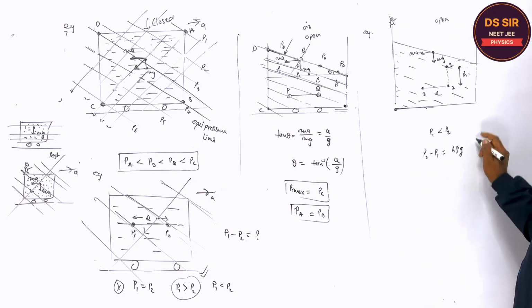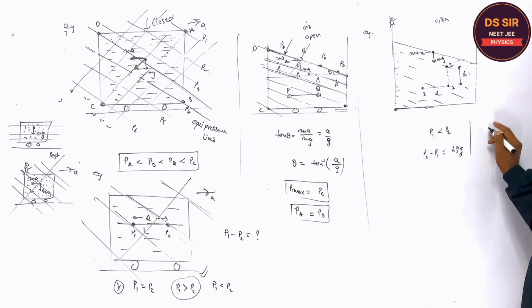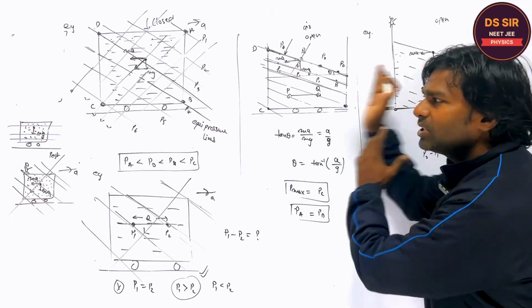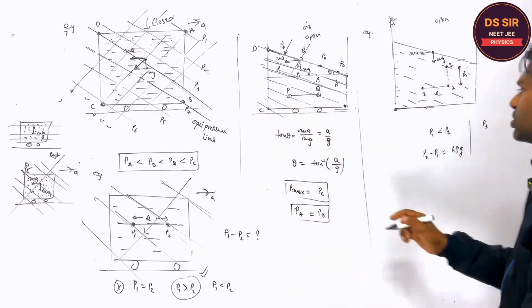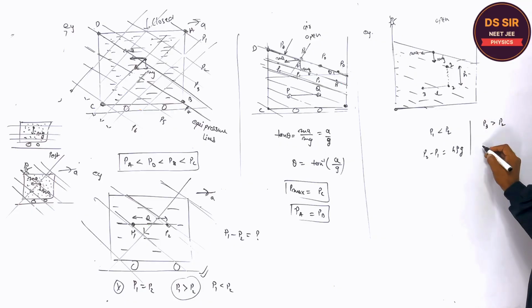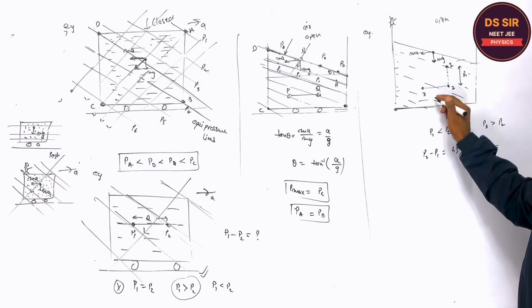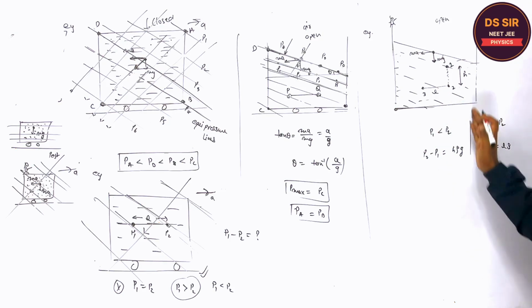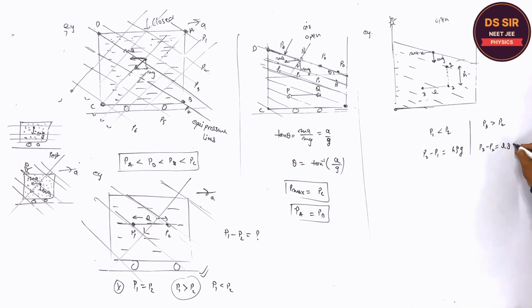Fine. And what about P3 and P2? Listen, the force due to acceleration is acting in this direction. P3 is greater than P2. By what amount? You tell. Say h, meaning the separation, L rho, and what is the acceleration in this direction? Say a. Is it clear or not?